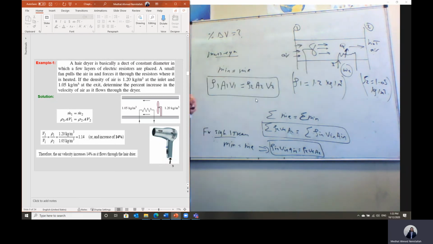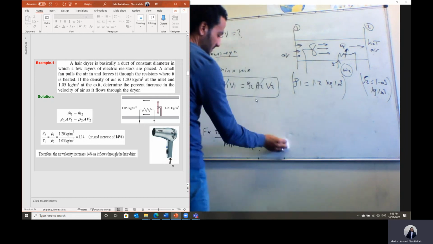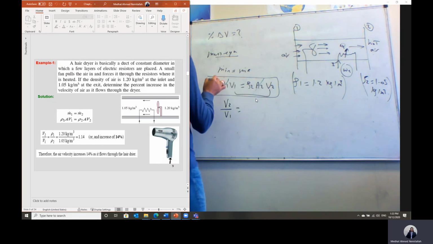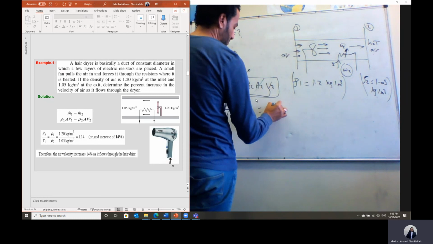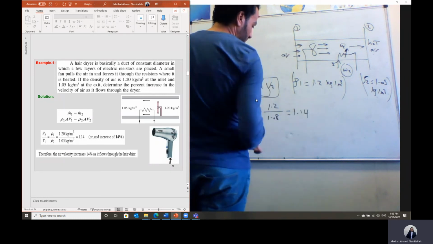So the area of the duct is constant in this case. We have area A1 the same as area A2. This is a constant cross-sectional area duct. So we can calculate from here that the ratio between the velocity V2 and V1 will be the same as the ratio of the densities. So velocity V2 over V1 will equal what? Rho 1 divided by rho 2, which is equal to 1.2 divided by 1.08, which equals 1.14.